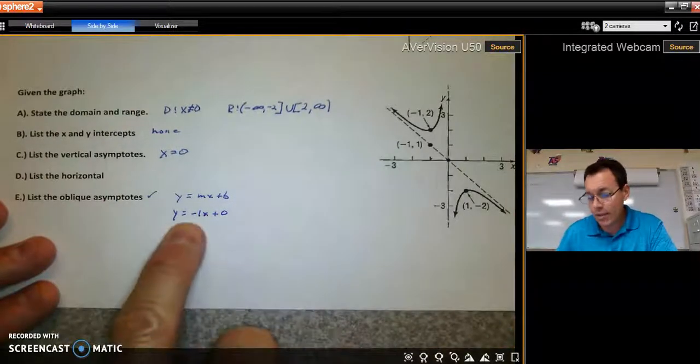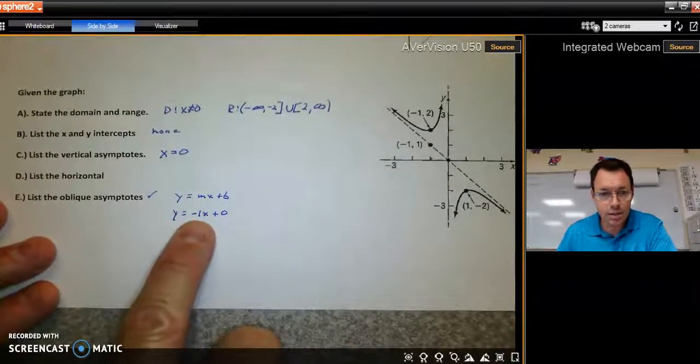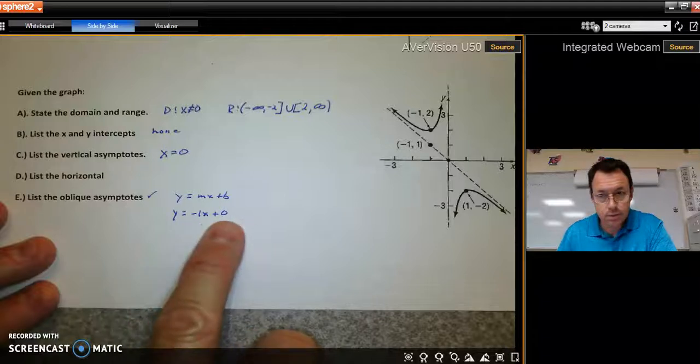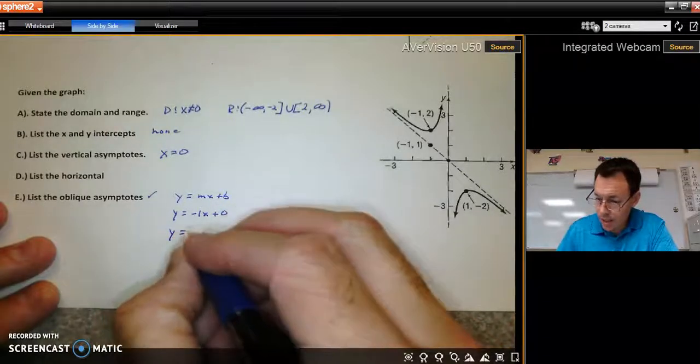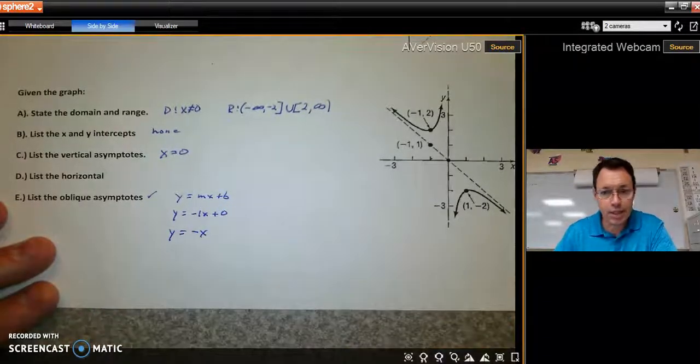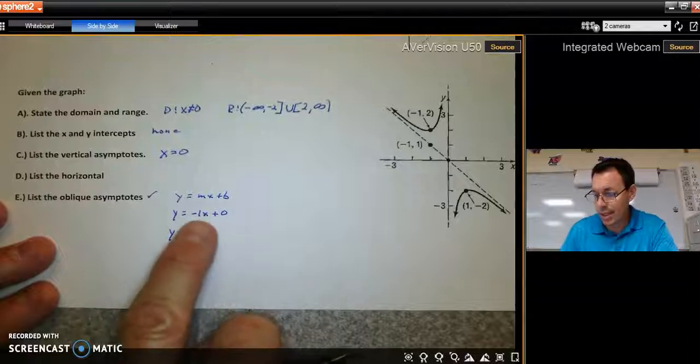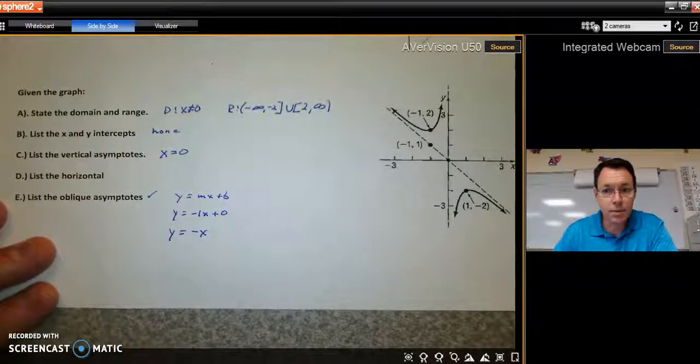Now, you don't have to put the -1x. You could just put -x. You don't have to put the plus 0. You could just have y equals -x. That'd be a perfectly good example. But for your notes, I wanted to be clear as to what those numbers were. Okay?